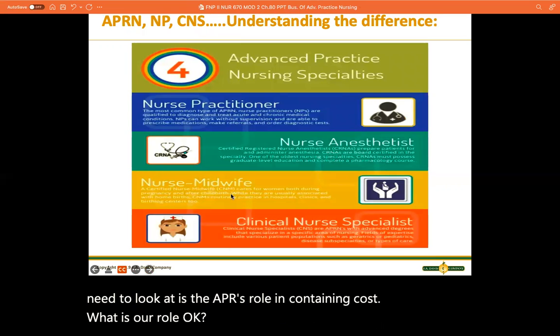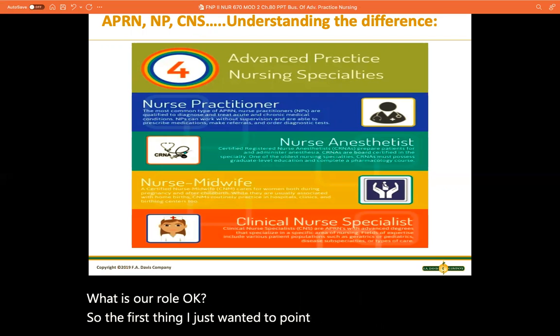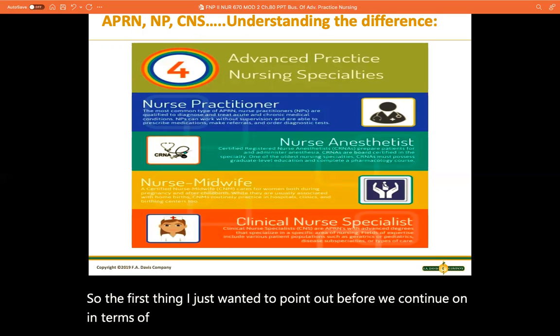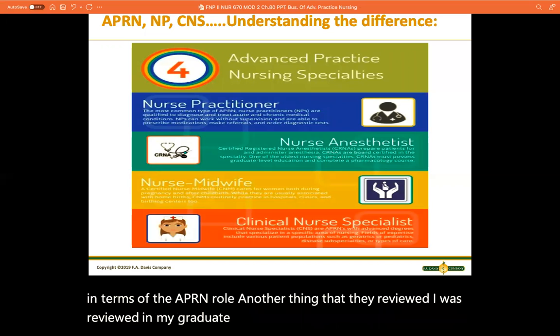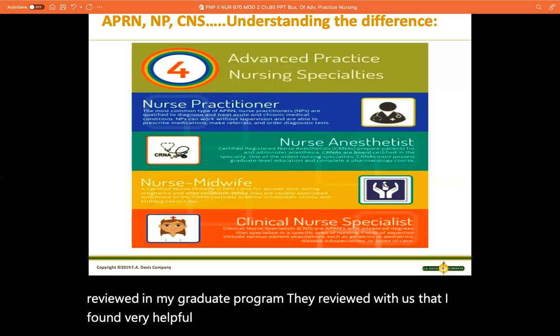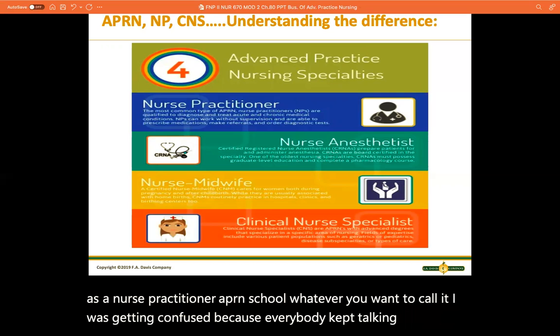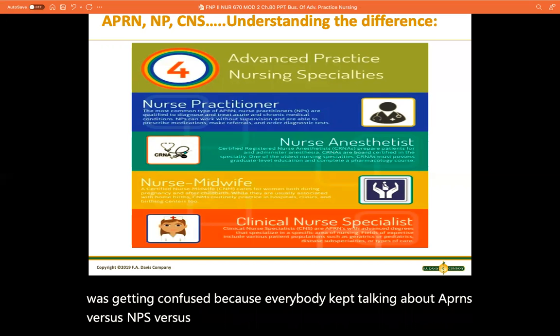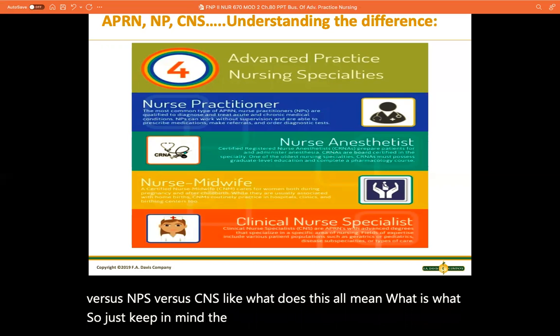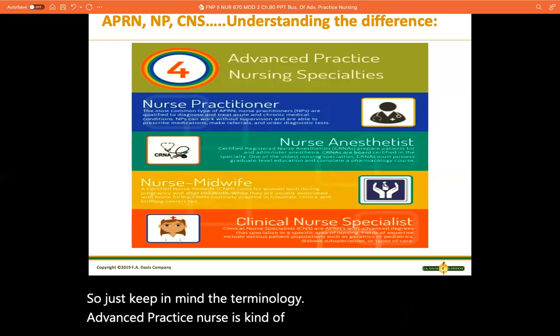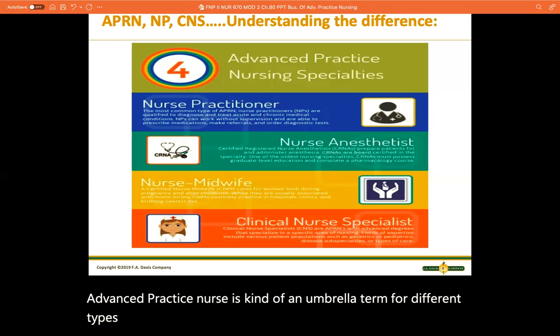Okay. So the first thing I wanted to point out before we continue on in terms of the APRN role is another thing that was reviewed with us in my graduate program that I found very helpful. When I was starting my journey as a nurse practitioner, everybody kept talking about APRNs versus NPs versus CNS, and I was confused: what does this all mean? So just keep in mind the terminology advanced practice nurse is kind of an umbrella term for different types of advanced nurses.